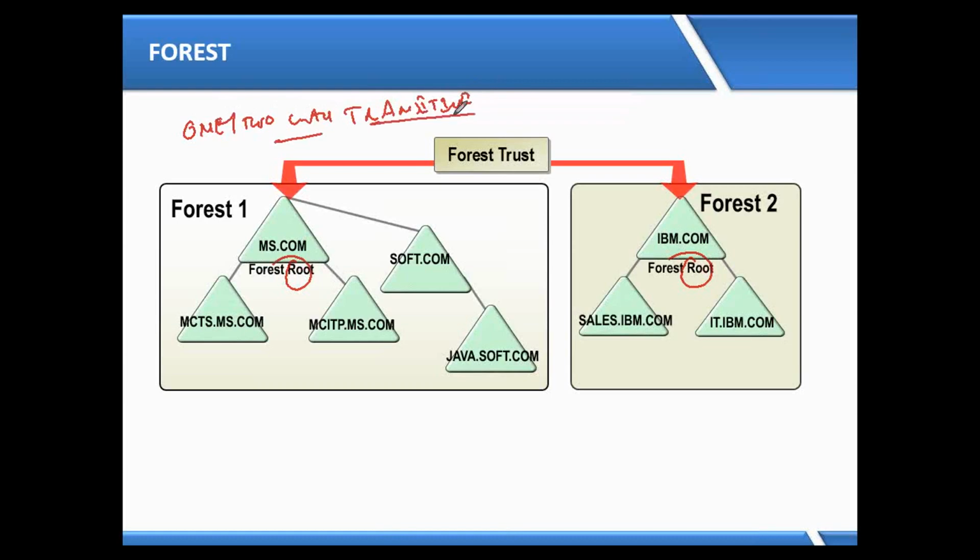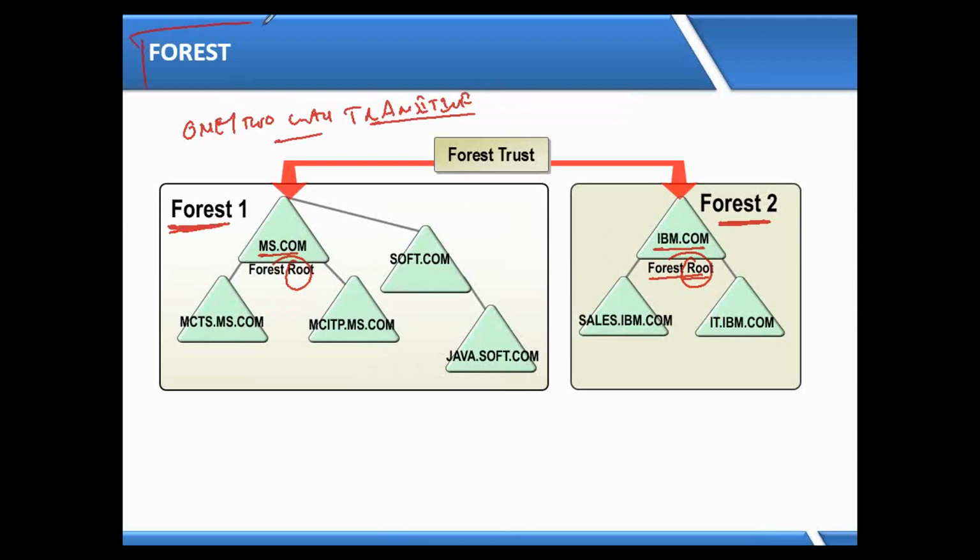That means once I configure a trust between ms.com and IBM, the two roots, any user from forest 1 can log into any domain present in forest 2. Vice versa, any user present in forest 2 can be authenticated in forest 1. So you don't need to manually configure a trust between other domains. This type of trust is called a forest trust.